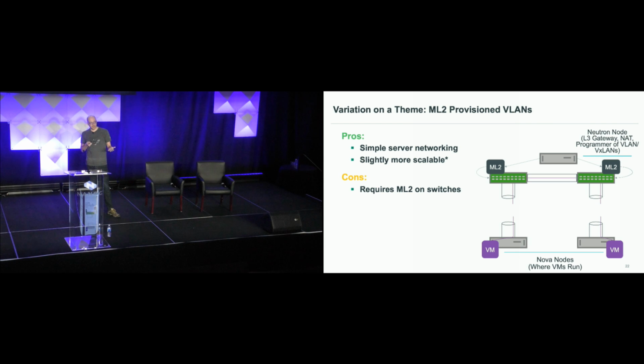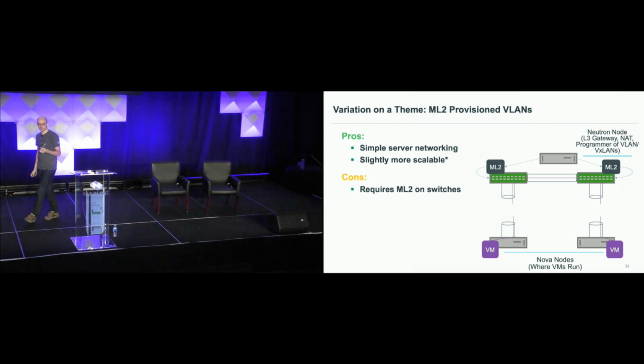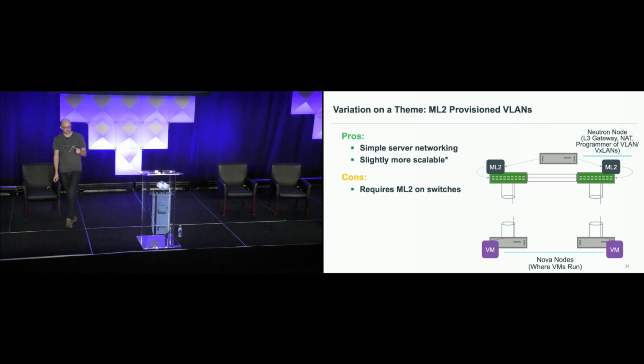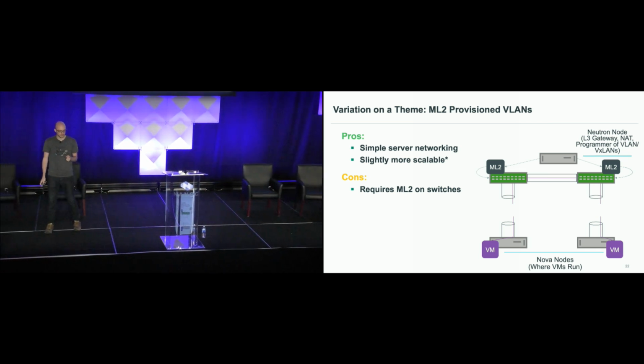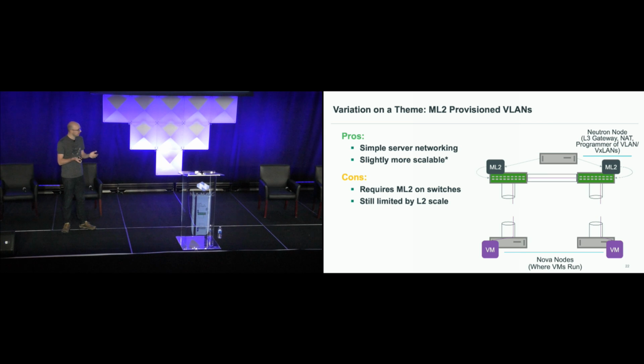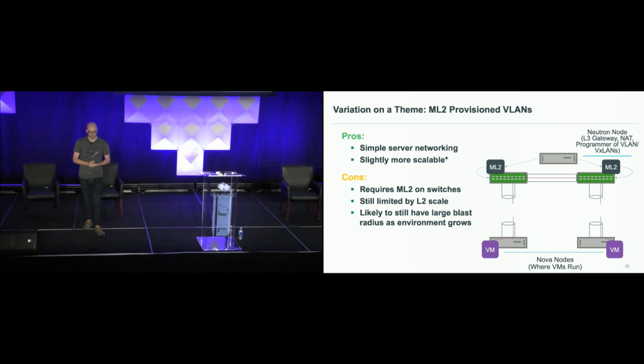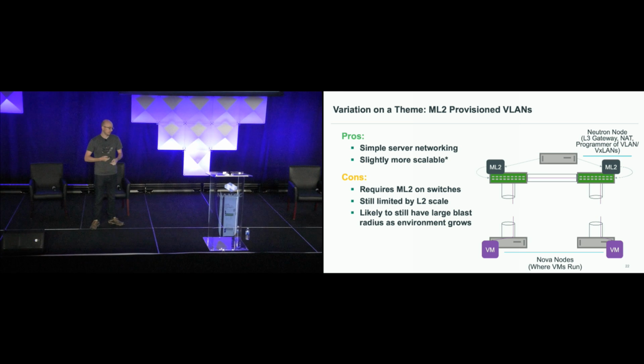Again, cons. Now I have to have ML2 on switches. I have to have this agent thingy dynamically configuring and changing my switch. And we all know how we feel about things dynamically changing our network out of our control. I'm still limited by that L2 scale, both from a blast radius and from a 4096 VLAN scaling provision. And again, I'm very likely to eventually have my weekend ruined by some massive outage. I like my weekends.